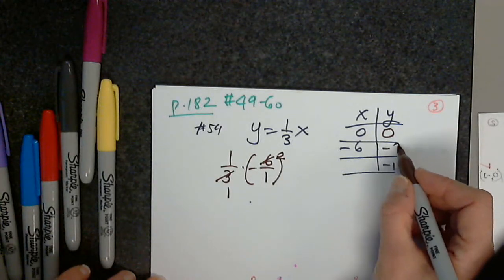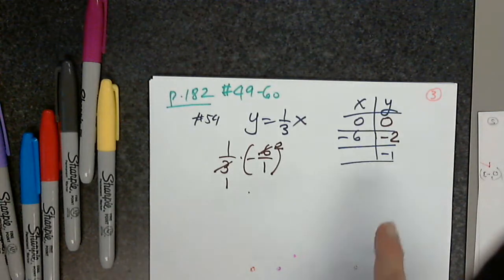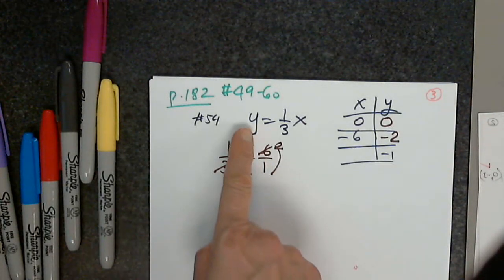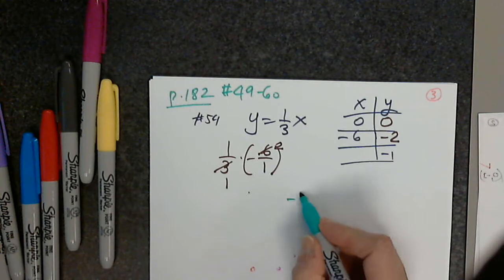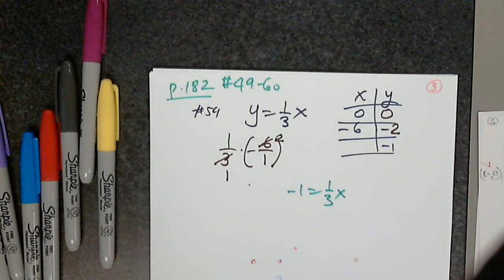Very good. Now I'm given y and I'm asked to determine x. So I plug in y now. I replace y by -1. -1 equals 1/3 x. How will you solve this equation? Can anyone tell us what to do here? Divide both sides by 1/3.